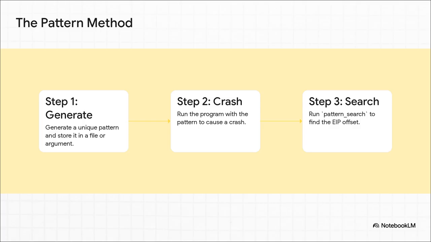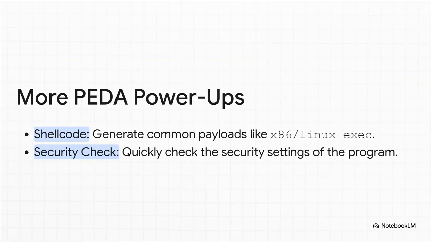It's so powerful. And the power-ups don't stop there. If you need to test an exploit, PEDA can generate common shellcode for you right inside the debugger. That's the little piece of code that an exploit uses as its payload. Wondering what defenses you're up against? A single command can check for security features like ASLR, which shuffles memory locations around to make exploits harder. It's a huge time saver.